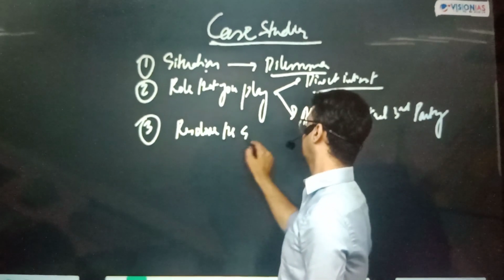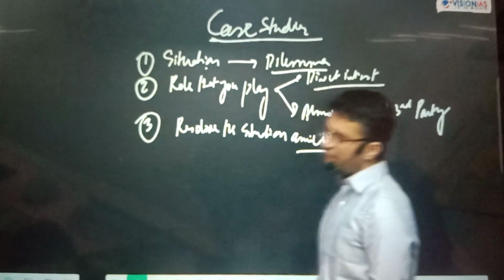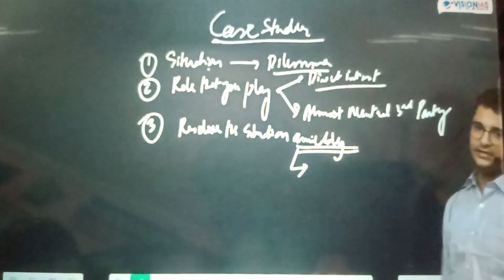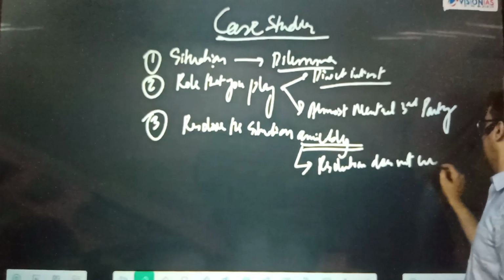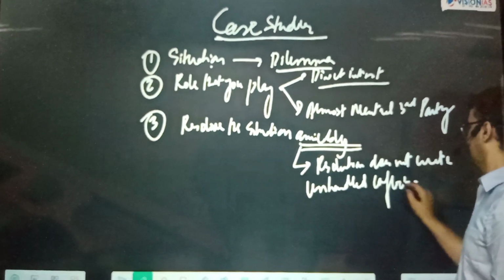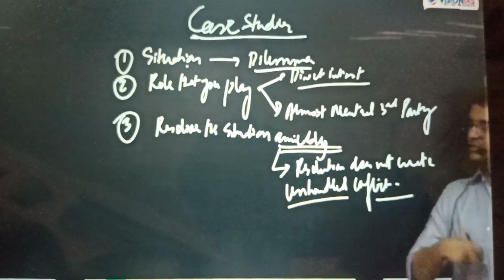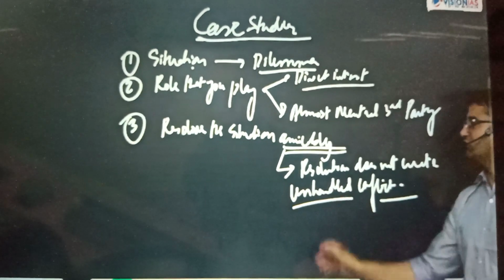Resolve the situation amicably. This is the most important word here, resolve the situation amicably. What is meant by the word amicably? You have to resolve the situation in such a manner that resolution does not create unhandled conflict. You will solve a situation either by being in the situation yourself or as a neutral third party. You are expected to solve this. When you solve this, you have to solve this amicably.